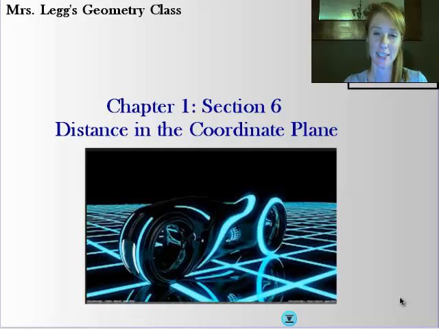Today we're going to be discussing distance in the coordinate plane. We're going to finish up chapter 1, section 6, so grab your textbook and turn to page 44, and we're going to start there.